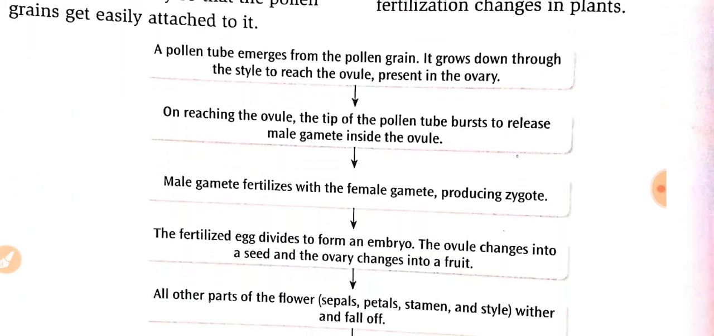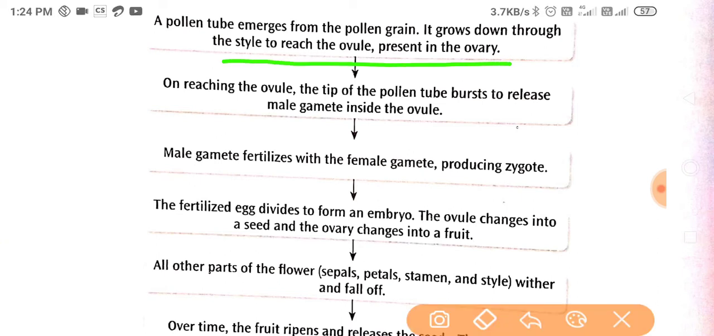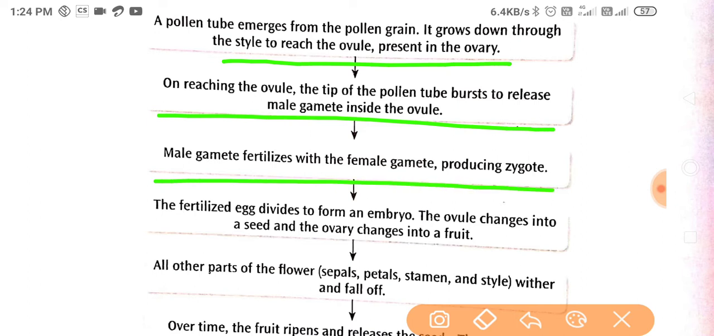By this graphical representation, you can understand that the pollen tube emerges from the pollen grain. It grows down the style to reach the ovule present in the ovary. On reaching the ovule, the tip of the pollen tube bursts to release the male gamete inside the ovule. The male gamete fuses with the female gamete, producing a zygote. The fertilized egg divides to form an embryo.